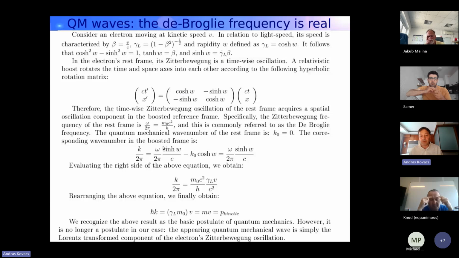So when you apply this to the frequency, then this is the formula of the wave number divided by 2 pi. Basically, the wave number comes from two parts. The first part is the frequency of the Zitterbewegung oscillation. The second part is this sinh expression. So for the first part, the frequency part, we apply de Broglie's prescription of electron mass over h.